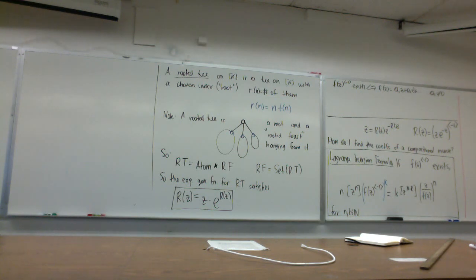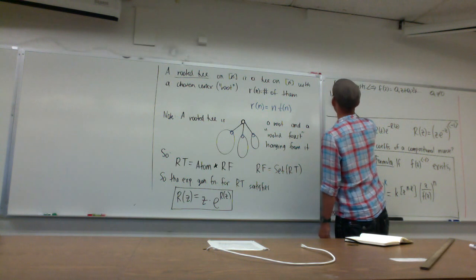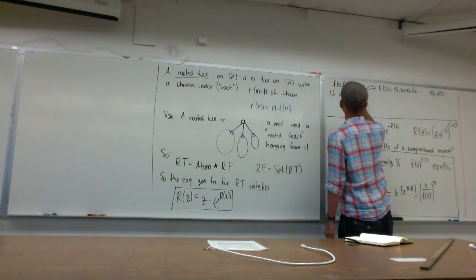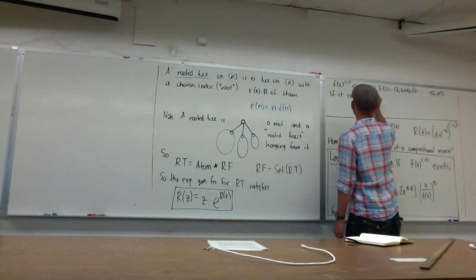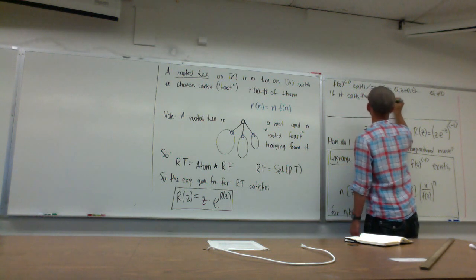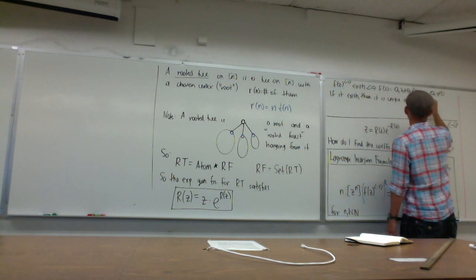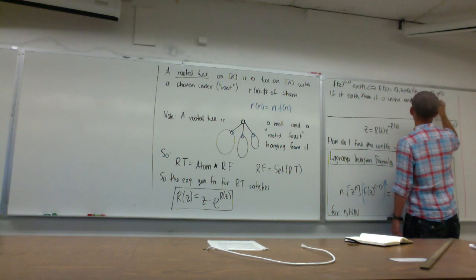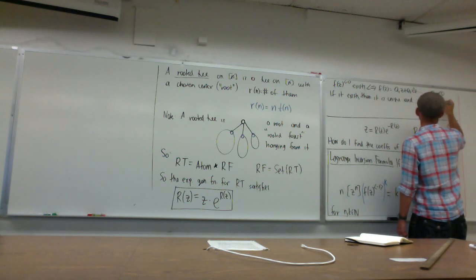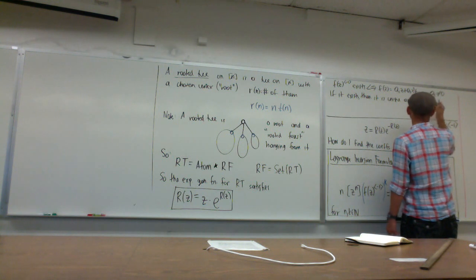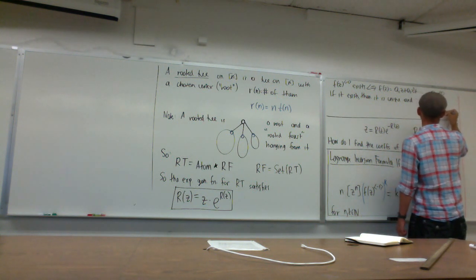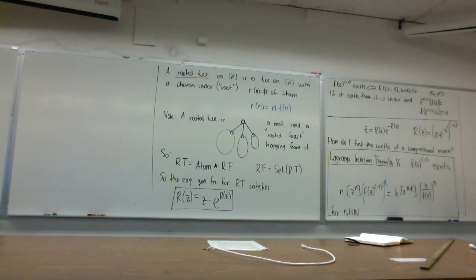In the ring of formal power series. And if it exists, then it is unique, and f inverse of f of z is equal to f of f inverse of z is equal to z. Okay.